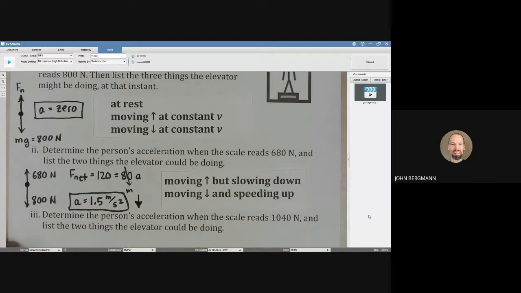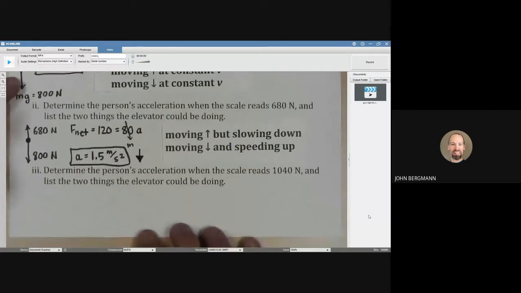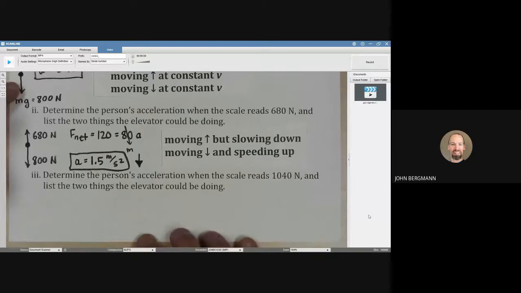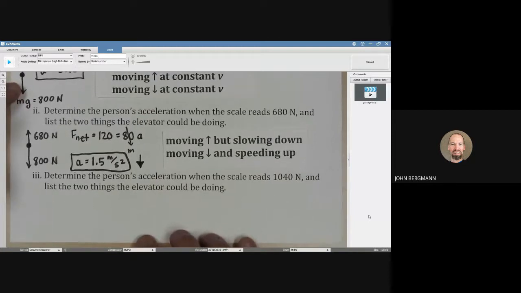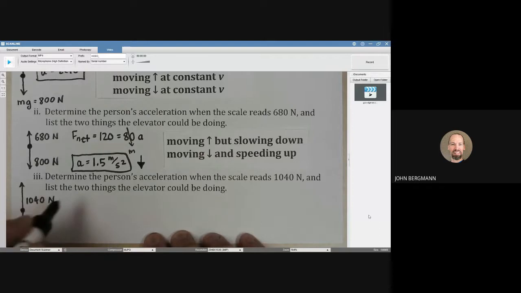One more case. Determine the person's acceleration when the scale reads 1040 newtons, and list the two things the elevator could be doing. So one more time. We're told now that the scale reads 1040 newtons, and the weight of the person we know is m times g, so that's 800. What's the net force? The net force is 240.